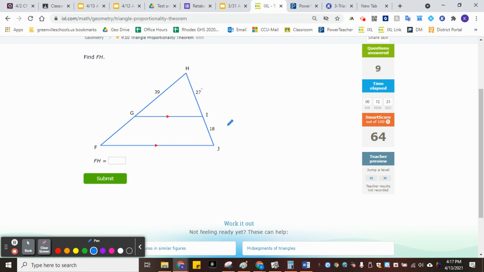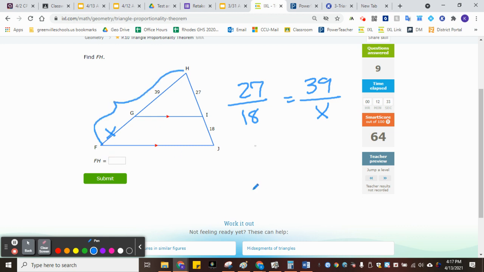This line, the top of that line is 27. The bottom of the line is 18. The top of this line is 39. The bottom of it is what we're solving for. Well, almost. We're solving for all of it. So cross multiply to find x.